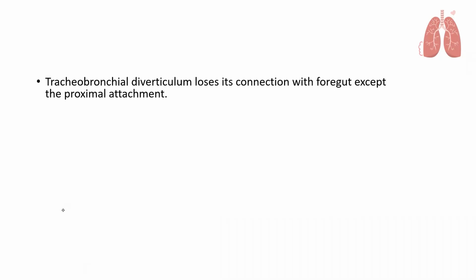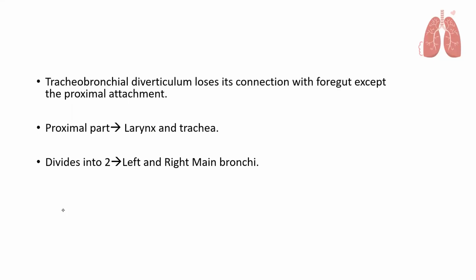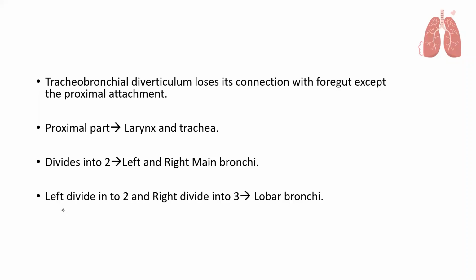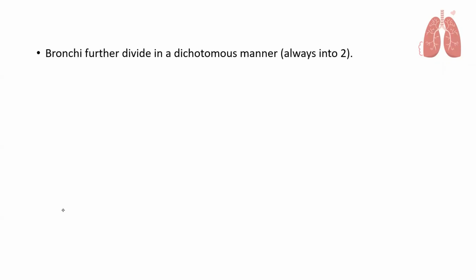So the tracheobronchial diverticulum loses its connection with the foregut except for its proximal attachment. So the proximal parts become the larynx and the trachea. This lung part divides into two, the left and right main bronchi. Then again the left divides into two and the right divides into three, the lobar bronchi. And each of these divisions are covered by splanchnic mesoderm. So after the formation of this lobar bronchi, they will further divide in a dichotomous manner. Right?